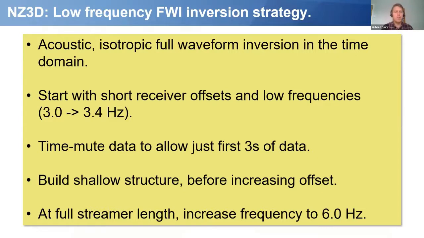So we're running an acoustic isotropic full waveform inversion in the time domain. And as I said before, we're going to start with short offsets and build up that shallow velocity structure before increasing the offsets and getting deeper down in the model. So for now, we're only allowing 3 seconds of data into the inversion so that we're not getting very deep reflections. We want to just get the shallow structure to start with. And at the full streamer length, we're then going to increase up to around 6 hertz to build this kind of macro velocity structure before we go to the higher frequencies.